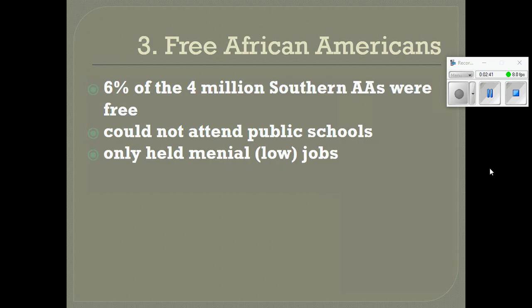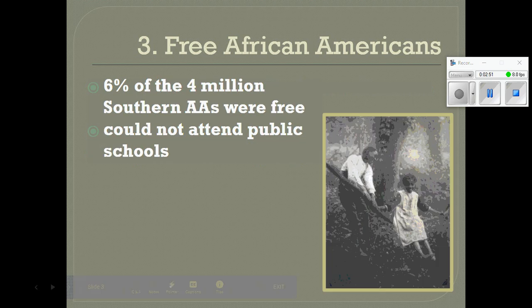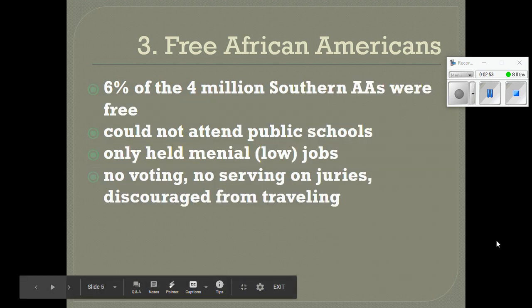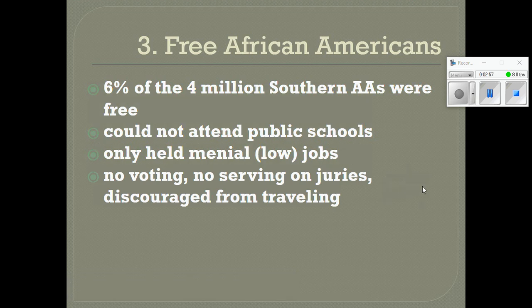They only held menial or low jobs, and that's going to be in the North as well: you do not have many jobs that you're going to give to African Americans, whether they are free or slave. They also could not vote, they could not serve on juries, and they were discouraged from traveling. So no voting rights, that's not going to change until 1865. No serving on juries for trials, and then they were discouraged from traveling.